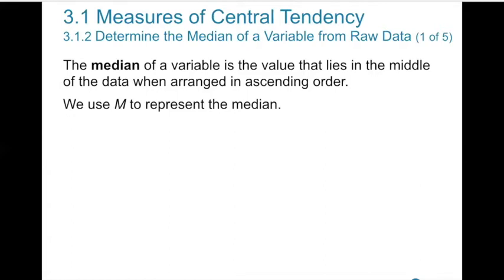So if we put our data in order from least to greatest and I count in from the middle, if it's an odd number of values, it'll be that middle term. If we have an even number of values, then we'll have to average together those two middle terms.